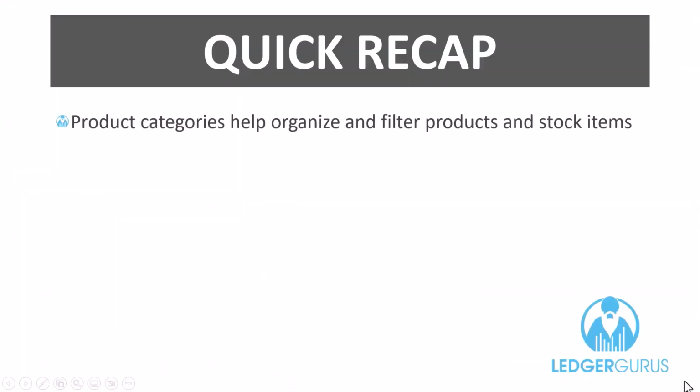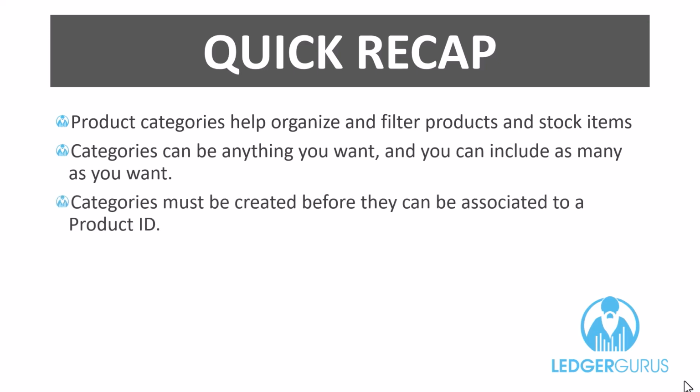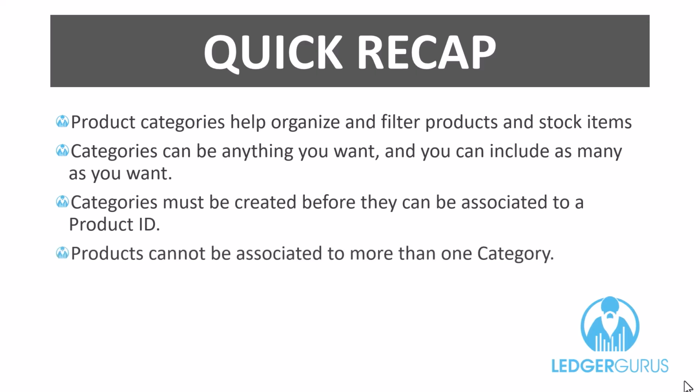Okay, quick recap. Product categories help organize and filter products and stock items. Categories can be anything you want, and you can include as many as you want. Categories must be created before they can be associated to a product ID, and products cannot be associated to more than one category.